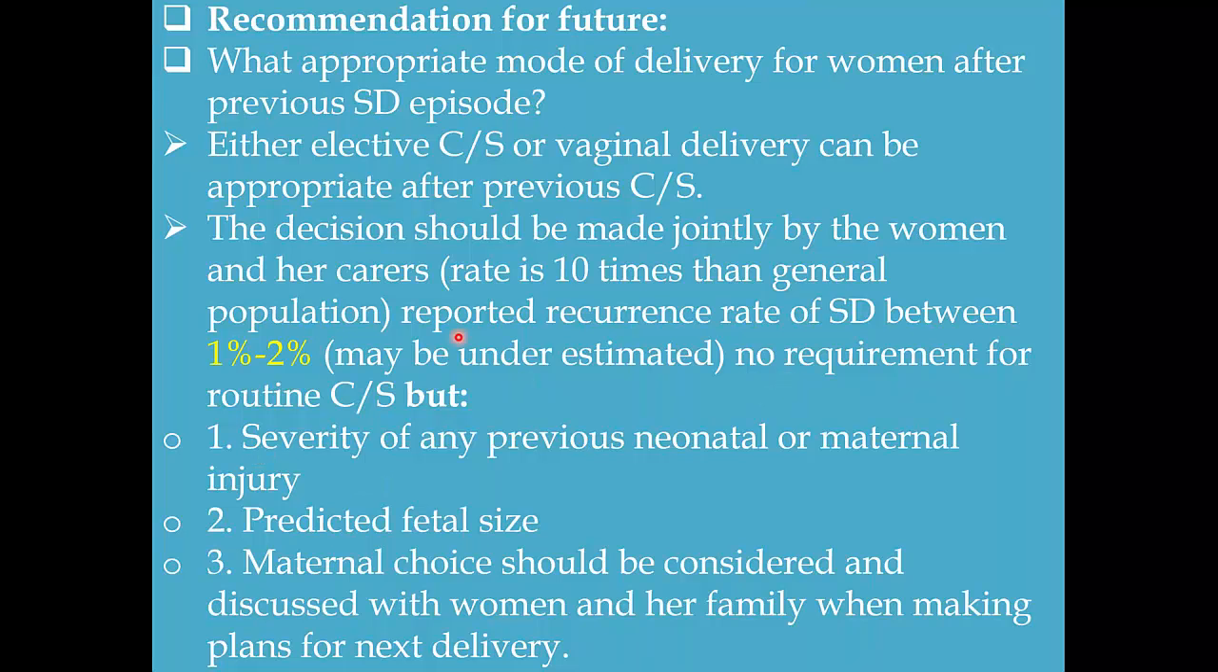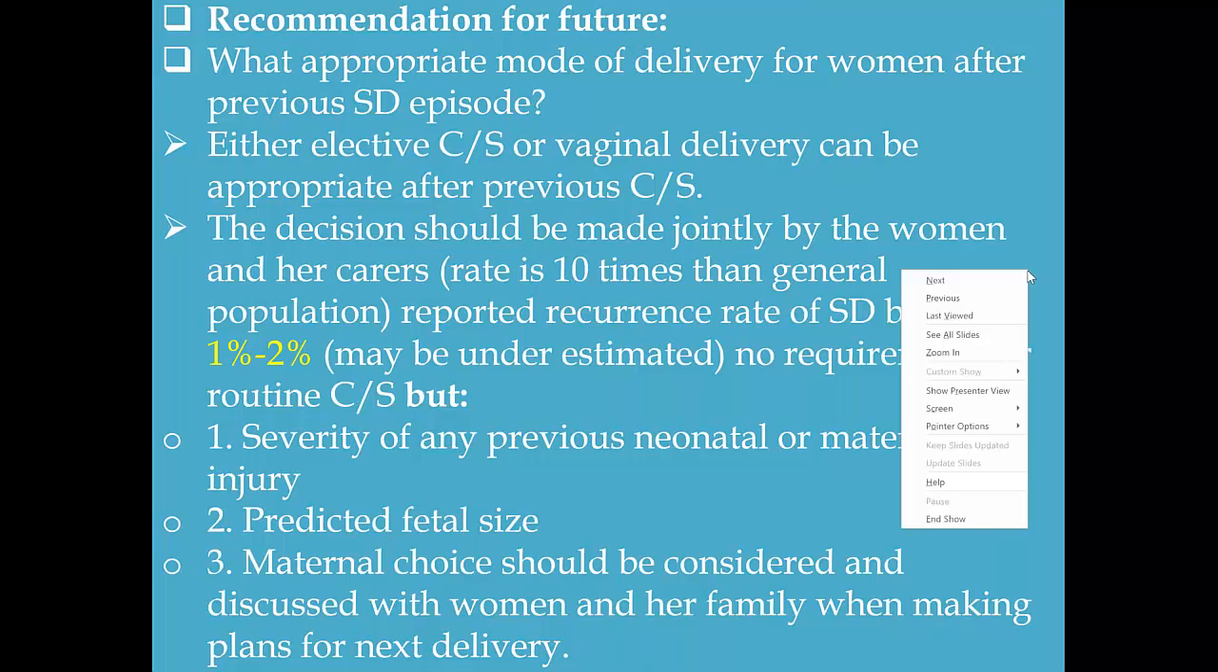Here, the reported recurrence rate of shoulder dystocia is between 1 to 2%. There is no requirement for routine cesarean section, but the severity of any previous neonatal or maternal injury matters. So in the history, it is very important to ask about previous neonatal or maternal injuries. Predicted fetal size and maternal choice should be considered and discussed with the woman and her family when making a plan for the next delivery. This is about how to make recommendations for the future for the mother.